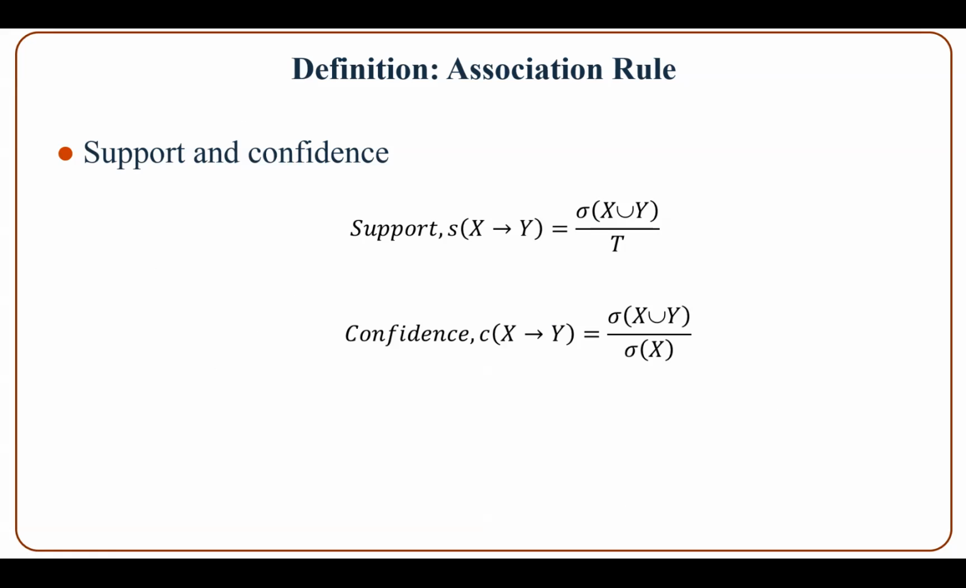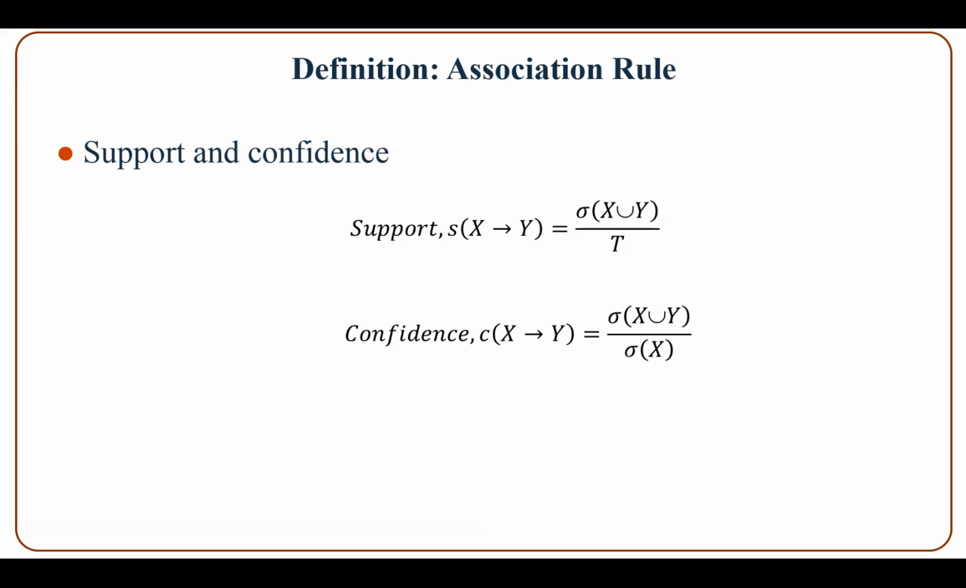Support is an important measure because a rule with low support may occur simply by chance. A low support rule is likely to be uninteresting from a business perspective because it may not be profitable to promote items that customers seldom buy together. Because of that reason, support is often used to eliminate uninteresting rules.